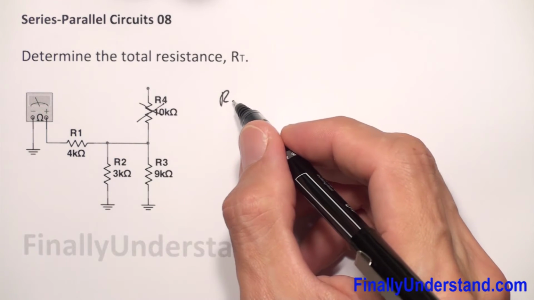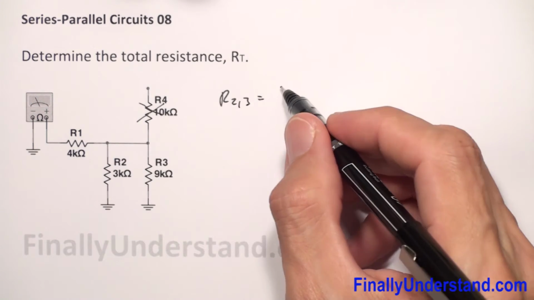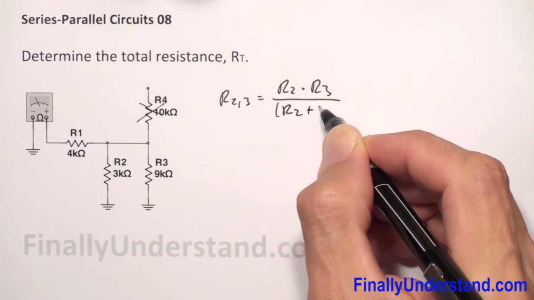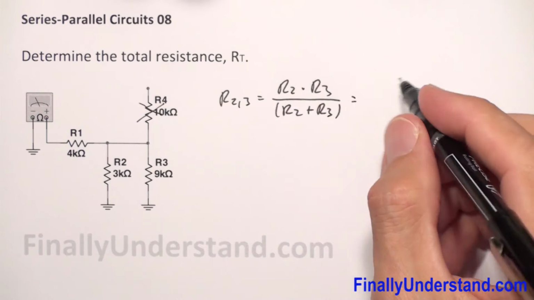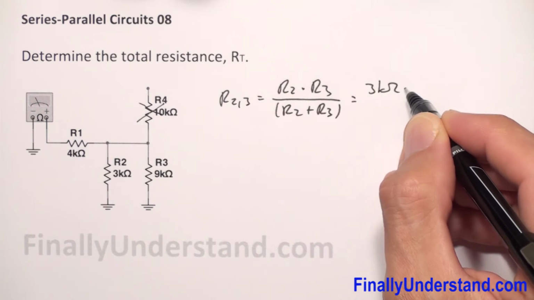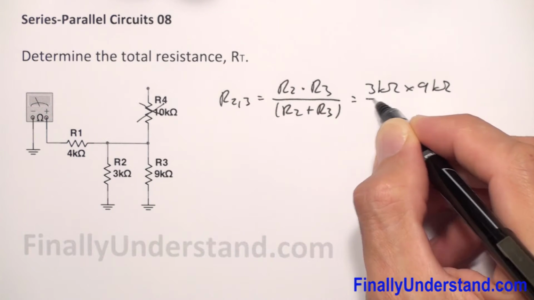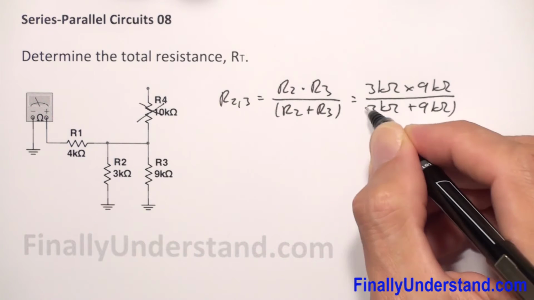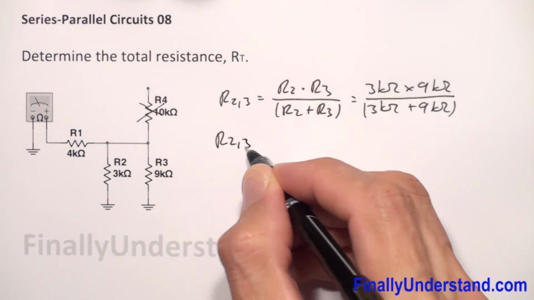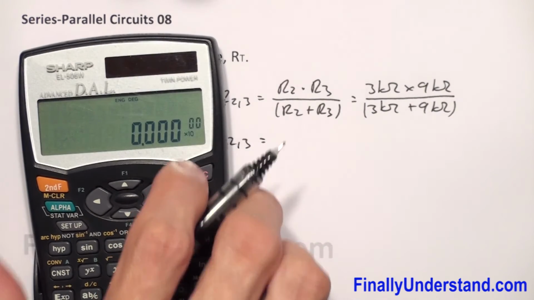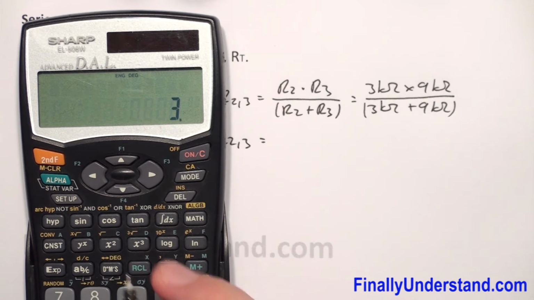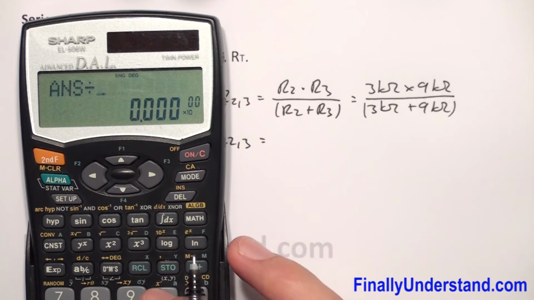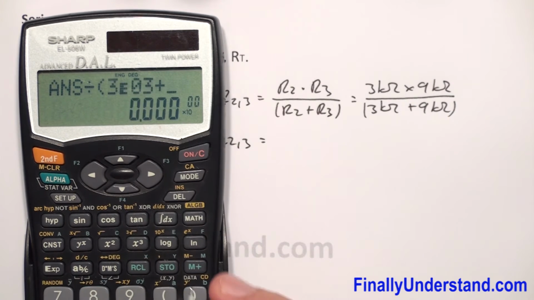So I say this is R2 3 is equal to R2 times R3 over R2 plus R3. This is equal to 3 kilo ohms times 9 kilo ohms over 3 kilo ohms plus 9 kilo ohms. So R2 3 is equal to 3 exponent 3 times 9 exponent 3 equals, divide by 3 exponent 3 plus 9 exponent 3.